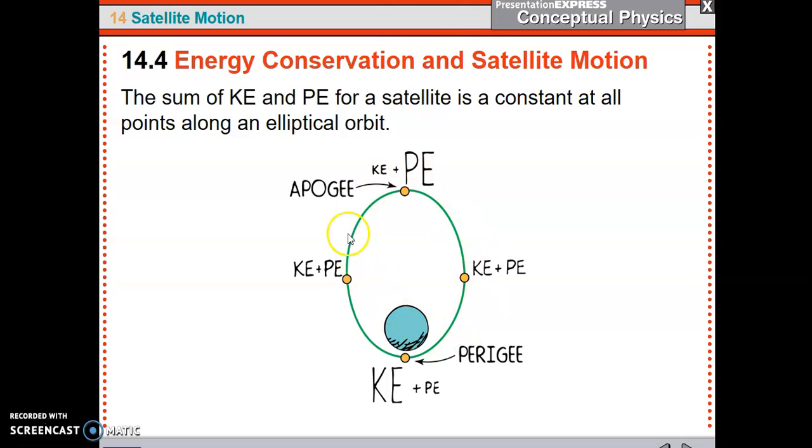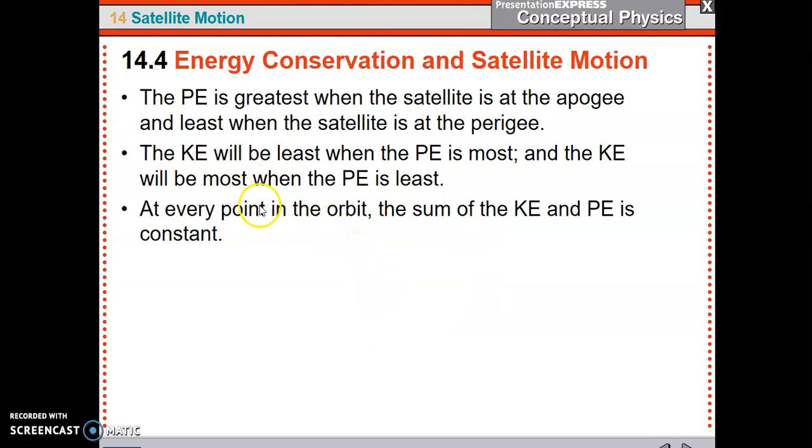Now there's the wonderful picture. Here it is put into words. The potential energy is greatest when the satellite is at the apogee and least when the satellite is at the perigee. The kinetic energy will be least when the potential energy is most, and the kinetic energy will be most when the potential energy is least. At every point in the orbit, the sum of the kinetic and potential energies is constant.